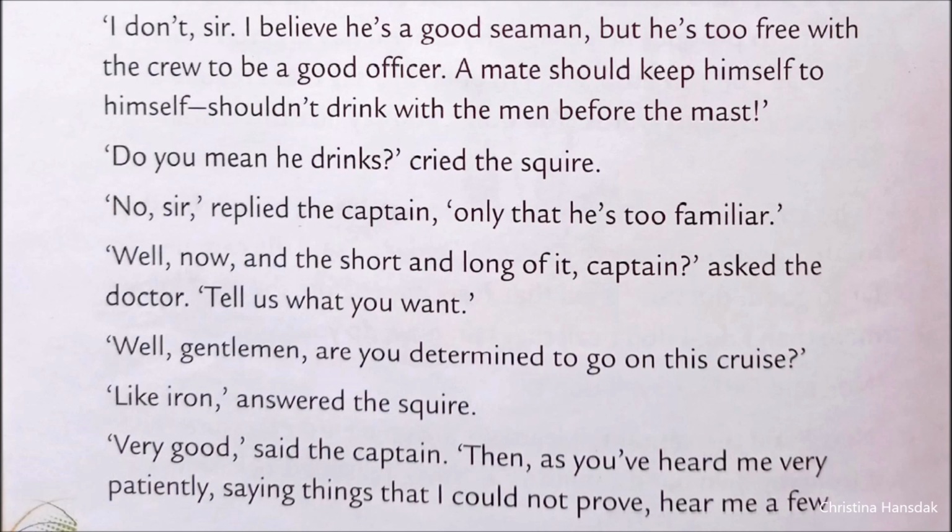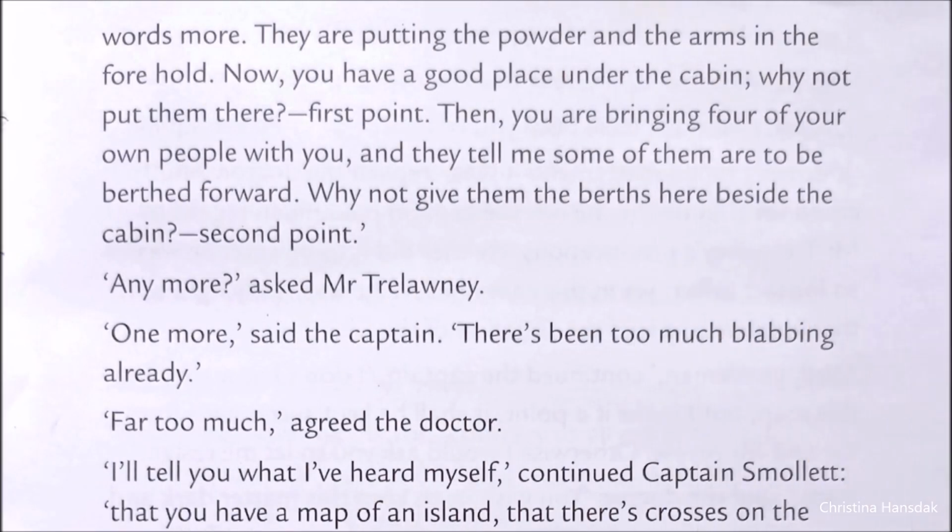Next, the captain insists that the map be kept secret from all his men, including Arrow and himself. After the argument, when everything was normal, the captain laid some points in front of Dr. Livesey. First point, they, meaning Trelawney's servants and others, what were they doing? They were putting the powder and the arms in the forehold. They have a good place under the cabin. Why not put them there?